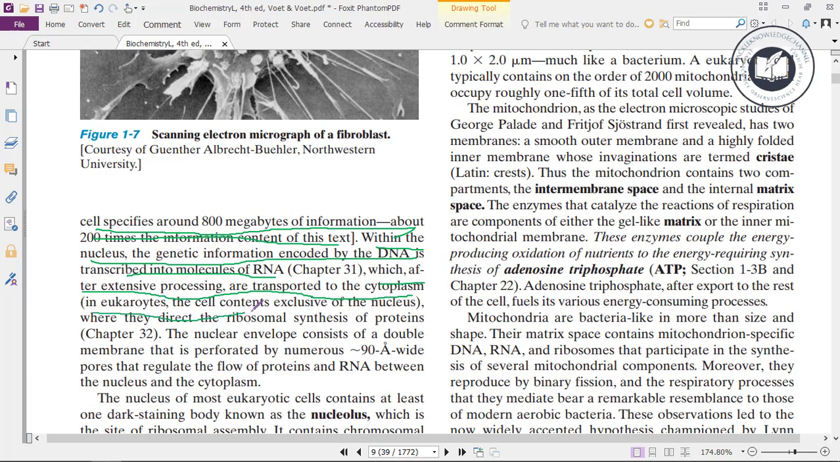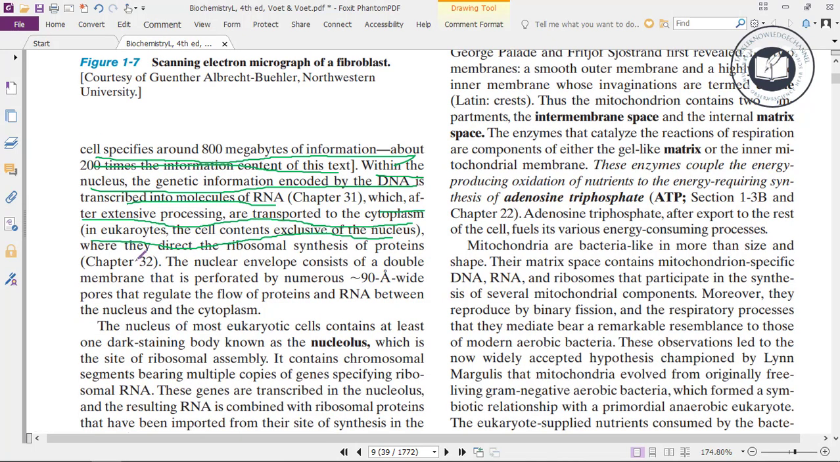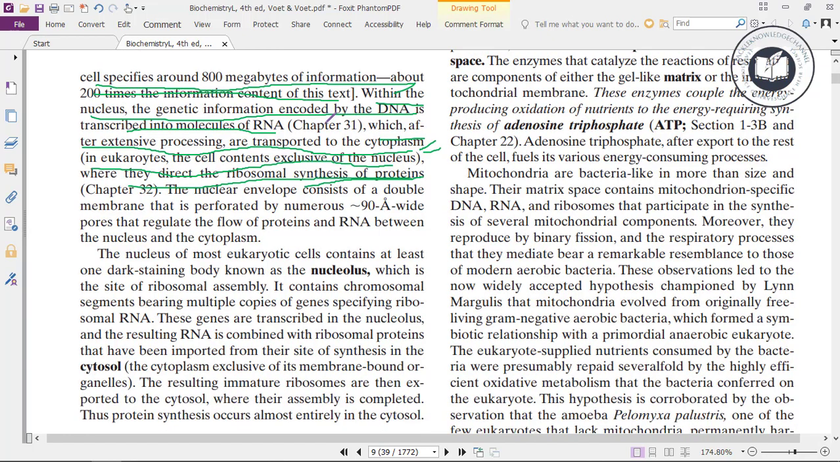Okay. In eukaryotes, the cell contents exclusive of the nucleus, the cytoplasm, is where they direct the ribosomal synthesis of the proteins. So this ribosomal synthesis of proteins is done in the cytoplasm itself. So in the cytoplasm, there are ribosomes present in the eukaryotes, where the ribosomal synthesis of protein is done.